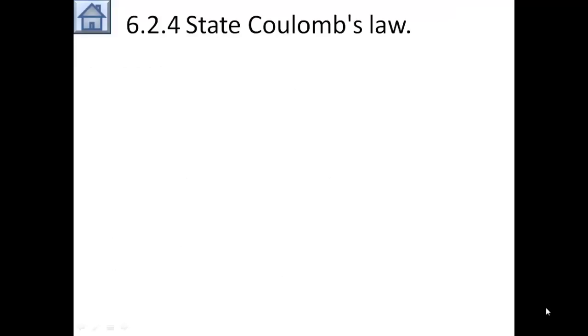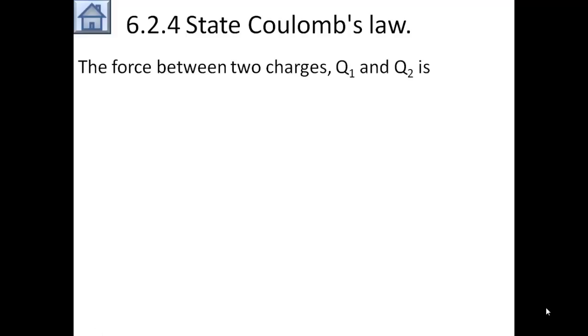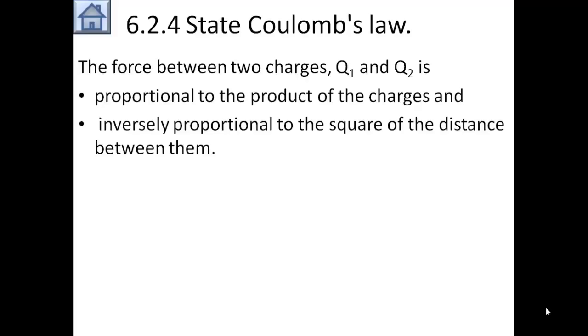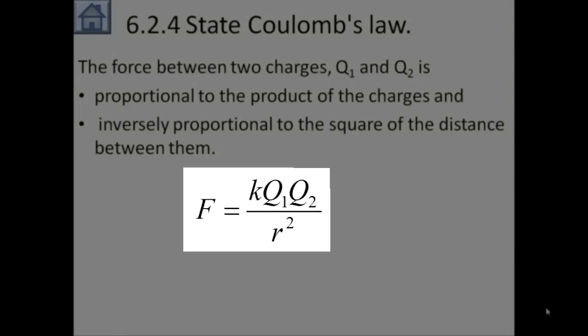State Coulomb's law. The force between two charges, Q1 and Q2, is A, proportional to the product of the charges, in other words Q1 times Q2, and is B, inversely proportional to the square of the distance between them. This can be represented by the equation F equals k Q Q over r squared. Notice we have Q times Q, the product, and we're dividing by r squared, so it's an inverse relationship with the square of the distance between them.